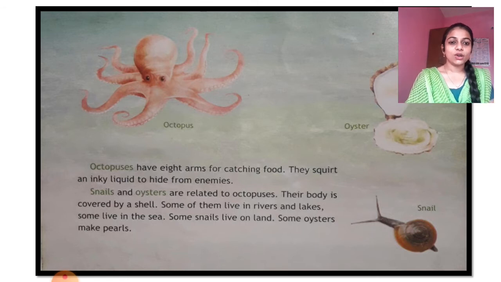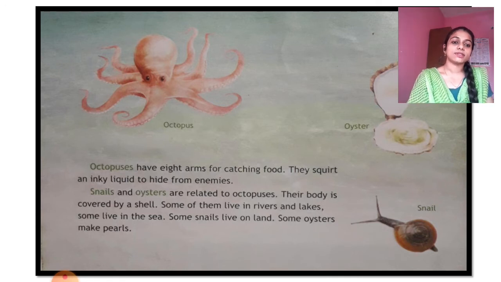First one is the octopus. Octopus have 8 arms for catching food. They squirt an inky liquid to hide from enemies. So this is the major characteristic of the octopus. First, they have 8 arms in order to catch food. And they squirt an inky liquid to hide from the enemies, in order to escape from them.